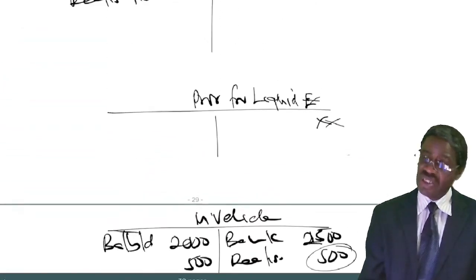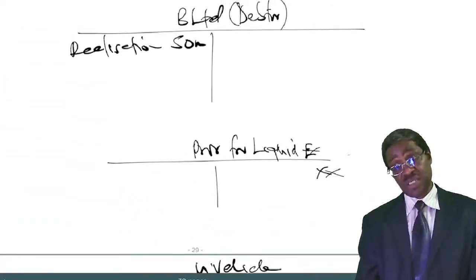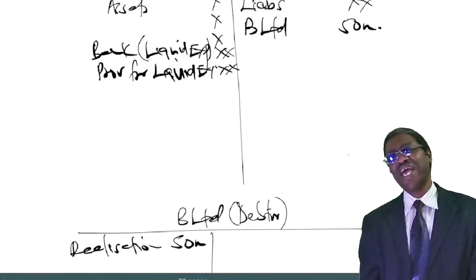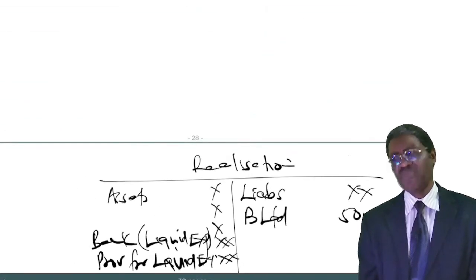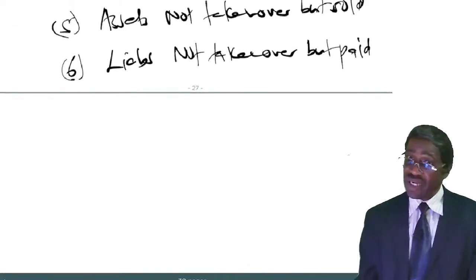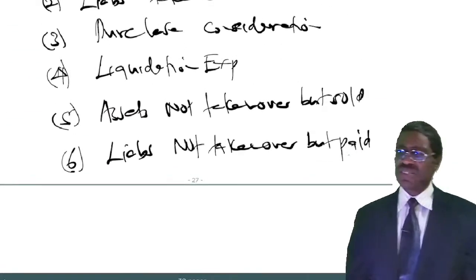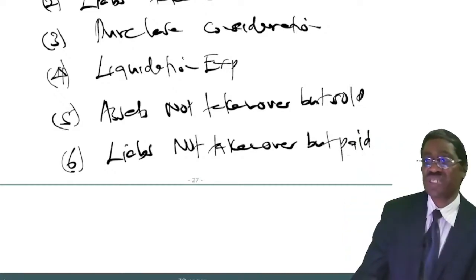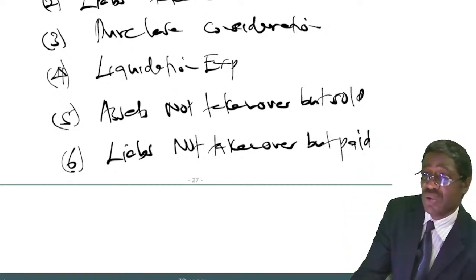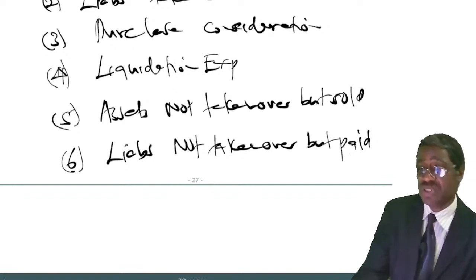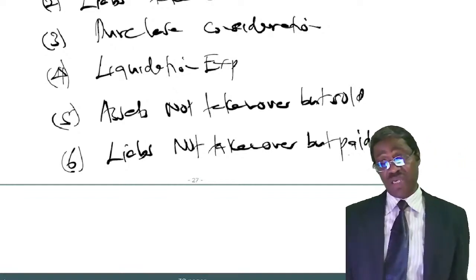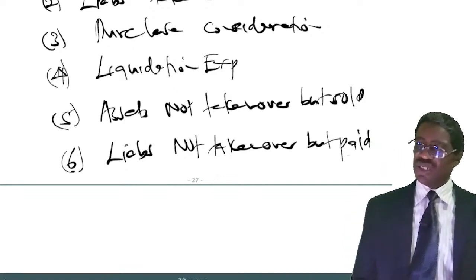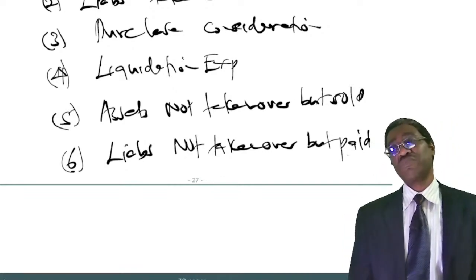That's our entry 6, which says any liabilities not taken over by the purchasing company but paid by the selling company, you will debit this liability and you will credit bank. Then we are saying if there is any discount we are receiving from our creditors, then you as company A debit that creditor, credit realization.